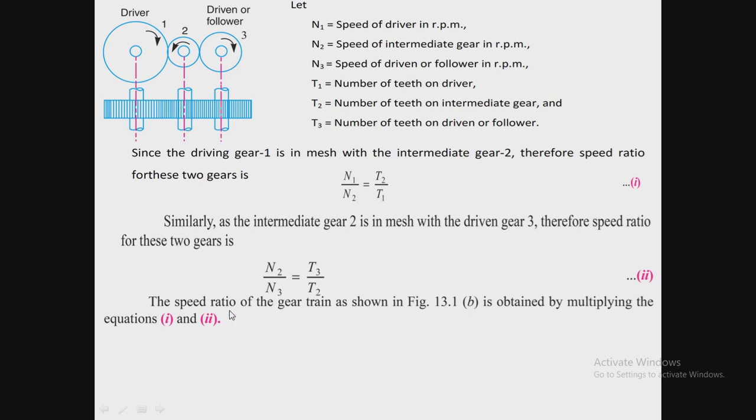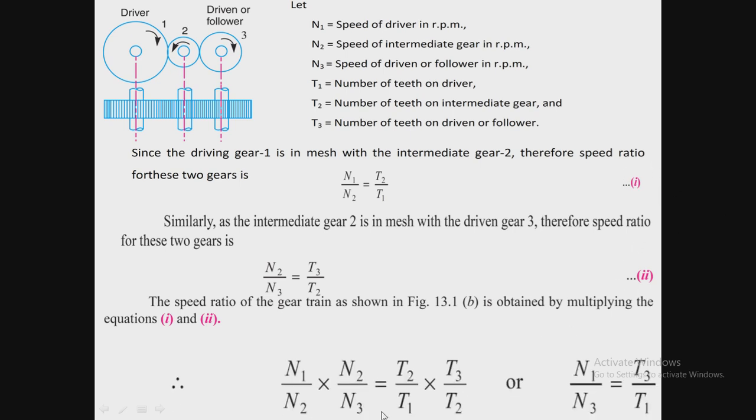The speed ratio of this gear train is obtained by multiplying equation 1 and 2. After multiplication, the equation is N1 upon N2 into N2 upon N3 is equal to T2 upon T1 into T3 upon T2. But here N2 and N2 get cancelled and T2 and T2 get cancelled, therefore the final equation for this type of gear train is N1 upon N3 is equal to T3 upon T1.